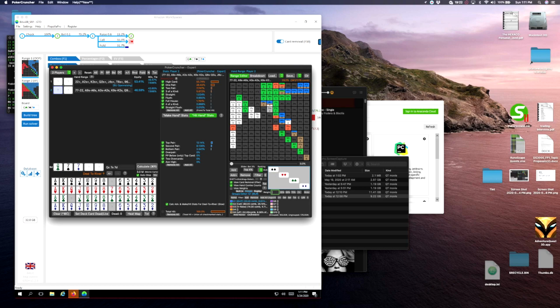10-8 suited, I just don't think that's the best call. Doesn't make straights very easily. If we make flushes, it's kind of hard to call down.